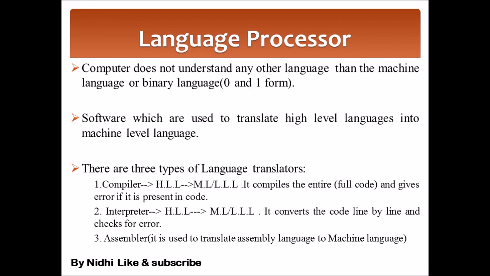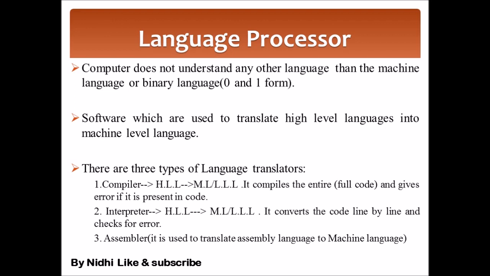So software which is used to translate high level language that we use into machine level language is known as language processor or language translator. So there are three types of language translators. One is compiler, second is interpreter, and third is assembler. So you can see here the language translator which converts HLL, that is high level language, into machine language or low level language is called compiler. It takes the whole program and gives errors. If an error is present, then it will show you that type of error.